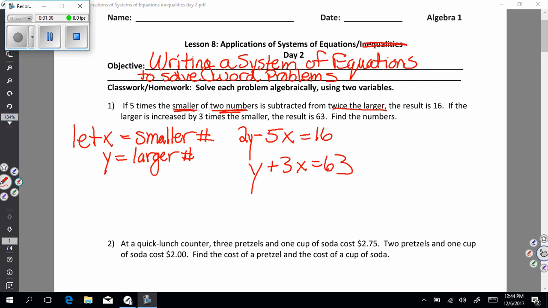Looks like we can solve it by elimination. You can multiply maybe the bottom equation by a -2, and you would continue to solve this and get an answer. I'm going to leave the rest for you to do in class or at home, depending on time.